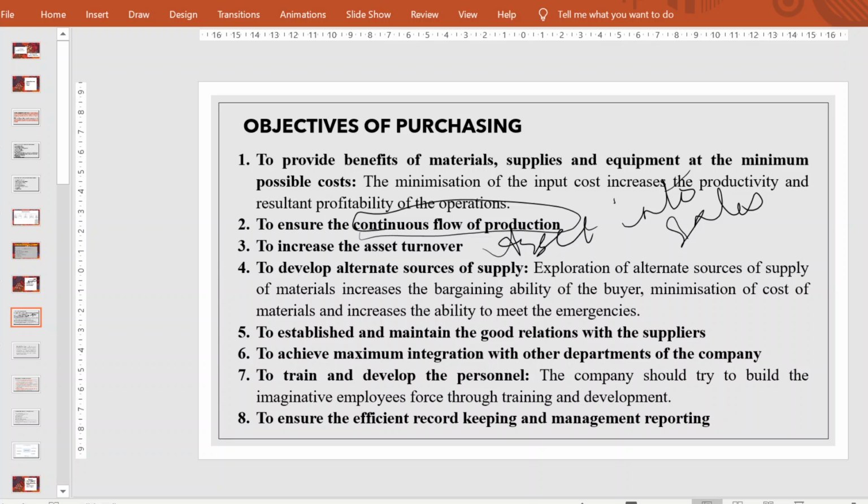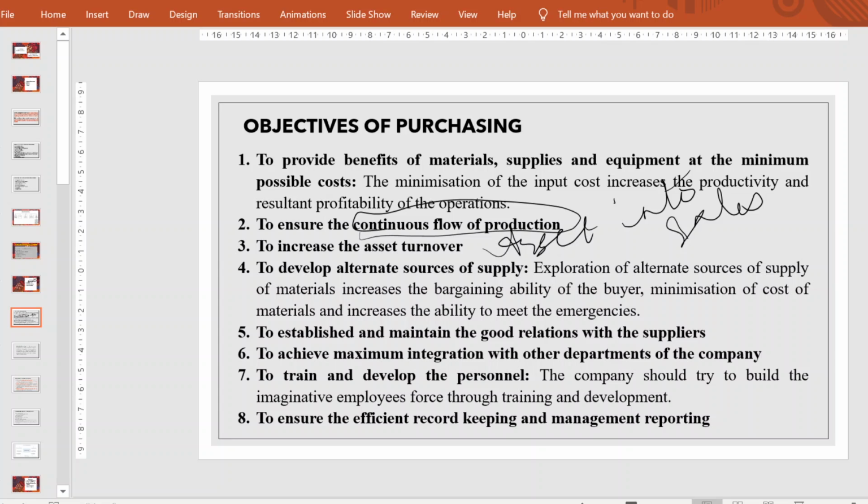The sixth objective is to achieve maximum integration with other departments of the company. As the purchase department is one department which is linked with all other departments, the requirements of the departments of the company will be the source for purchasing the products. So it is very necessary to have good relationship with production department, engineering department, marketing department, finance department, and so on and so forth. The seventh objective is to train and develop personnel.